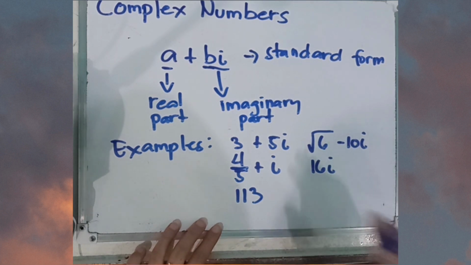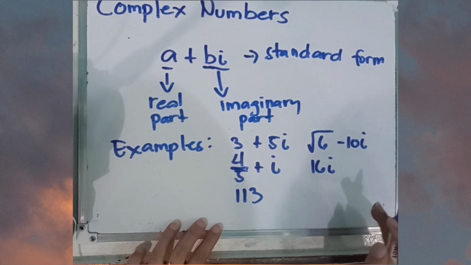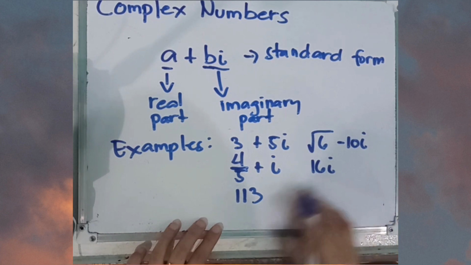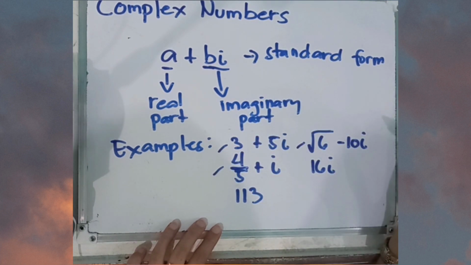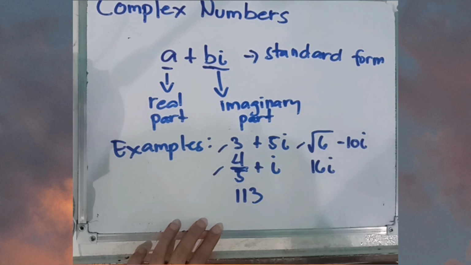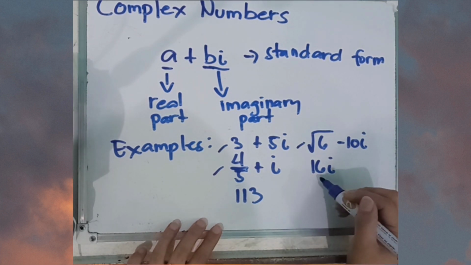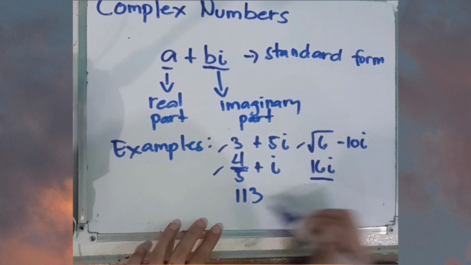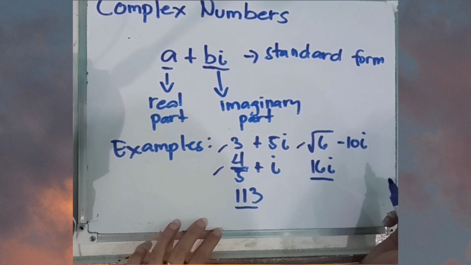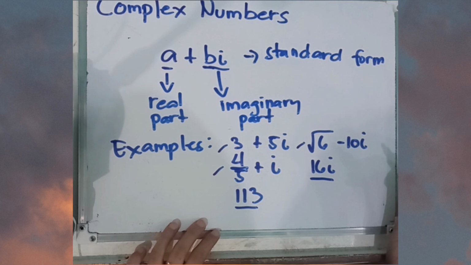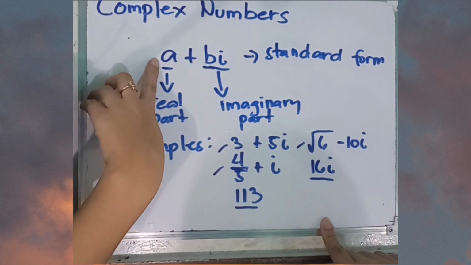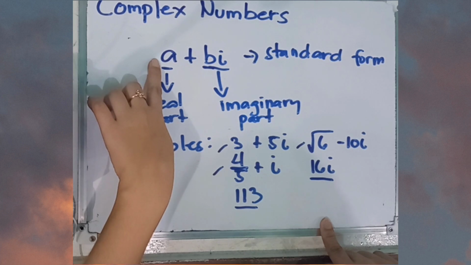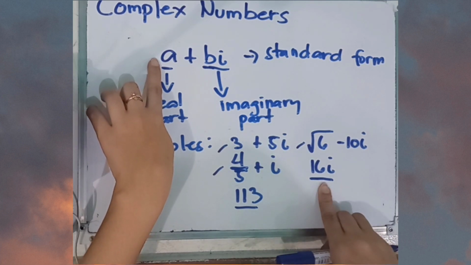So going back to the examples, let me focus on explaining the last two examples, because the first three are clear and evident that these are really complex numbers. How about the last two? 16i is a complex number. Also, 113 is also a complex number. Why? I mentioned earlier that a and b can be 0. In the case that a is 0, we would only be left with 16i.